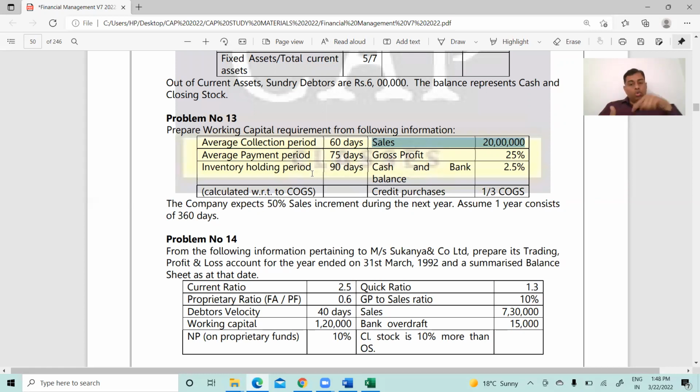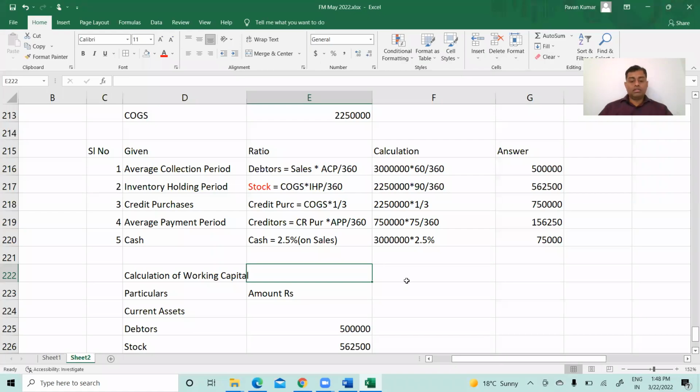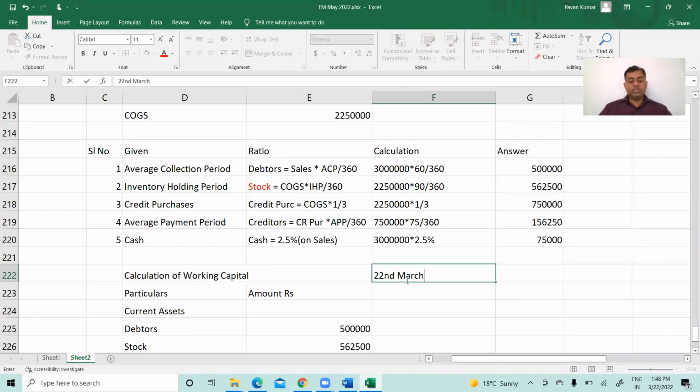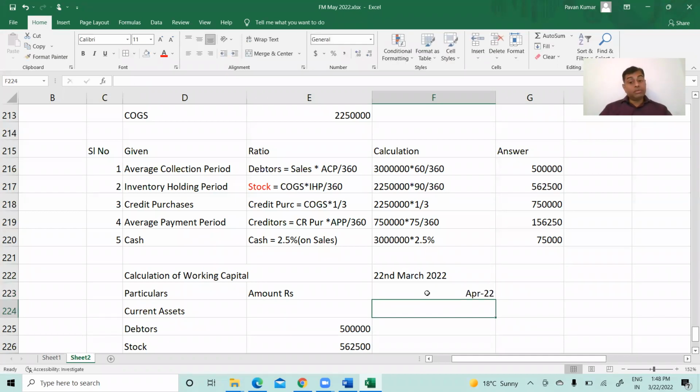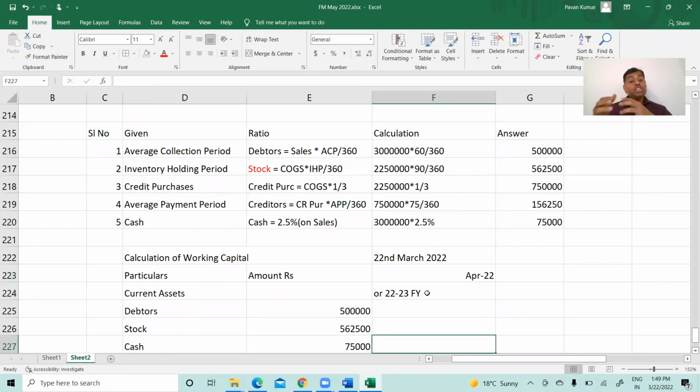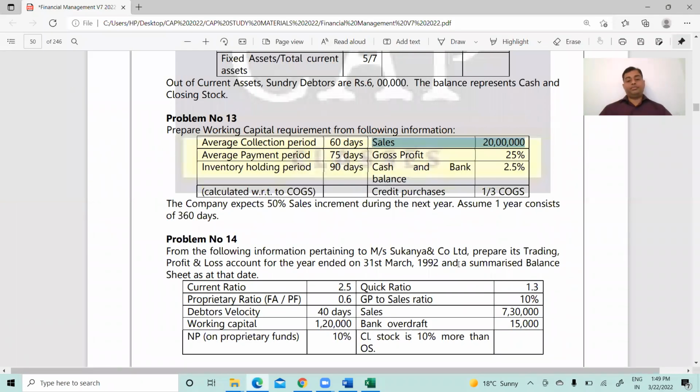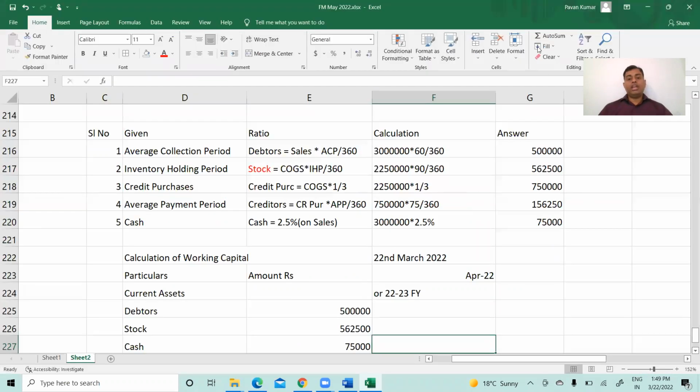So whenever you are preparing a budget or a working capital forecast, it should be for the next year. Today, what is the date? 22nd March 2022. So today, if you are preparing a budget, you will prepare for April 2022 if it is a monthly budget, or for the 2022-23 financial year. That is the reason we call it projections, forecast, estimation, budget. Always take a future period. Okay, sir. Any other doubts, guys?